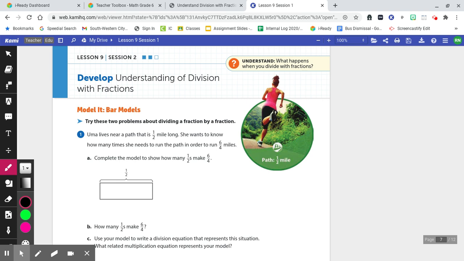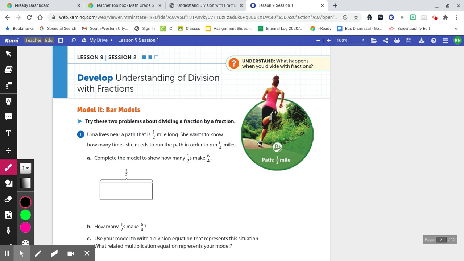First of all, we're going to look at the bar models. Try these two problems about dividing a fraction by a fraction. Number 1, Uma lives near a path that is 1/2 mile long. She wants to know how many times she needs to run the path in order to run 6/4 miles. A, complete the model to show how many 1/2s make 6/4.